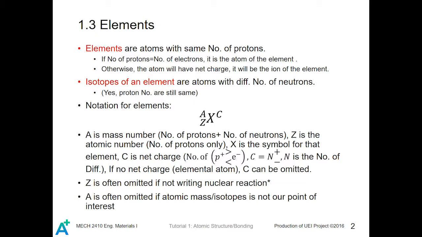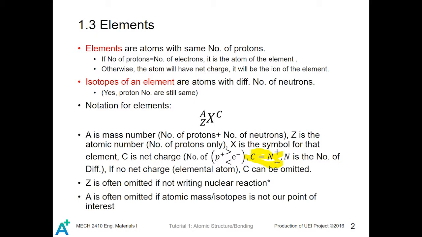C is the net charge, which you can determine in the following way. For example, if you have an atom with 3 protons and 2 electrons, the net charge of this atom will be 3 minus 2, and it is 1 plus for the number C. And if it has 4 electrons but 2 protons only, then it will be 2 minus, following the notation written here.